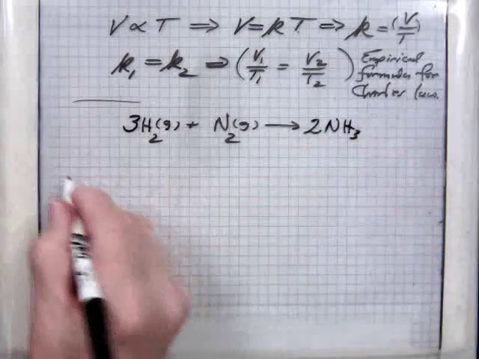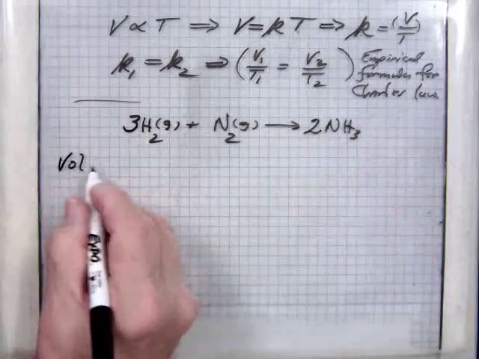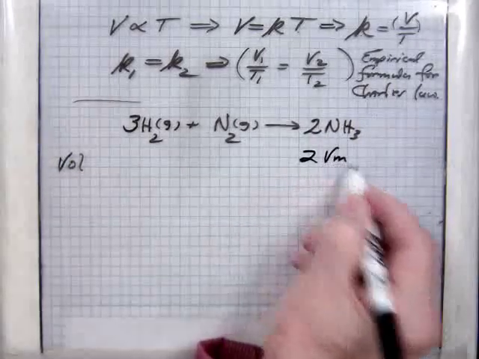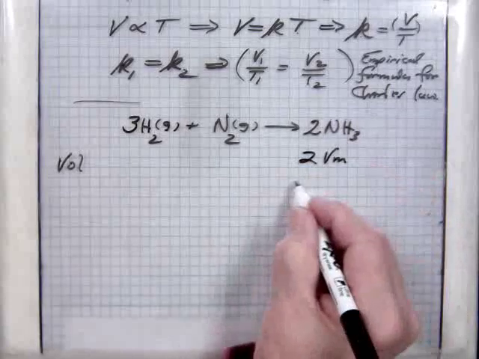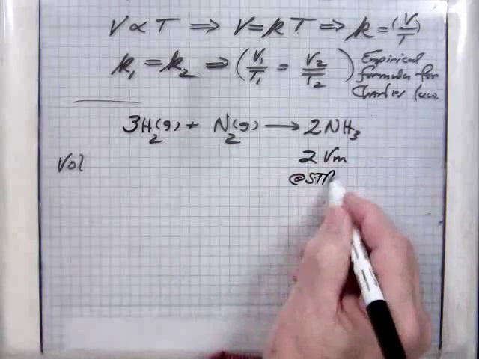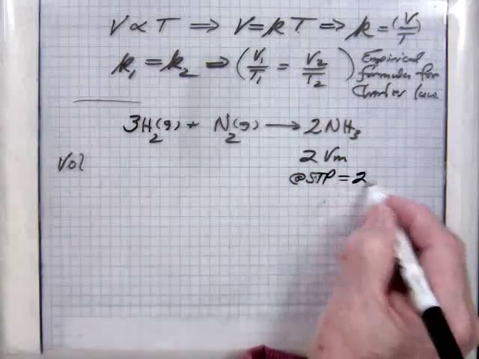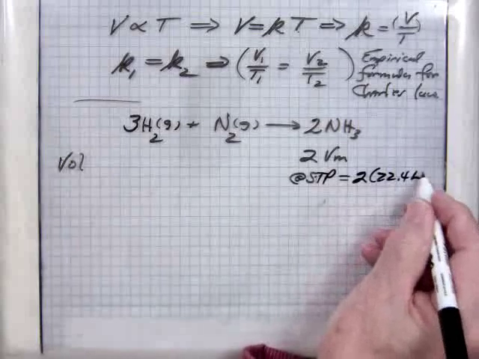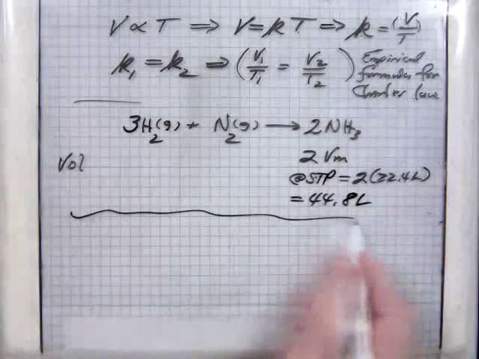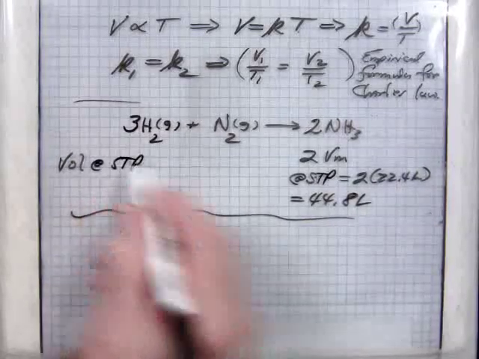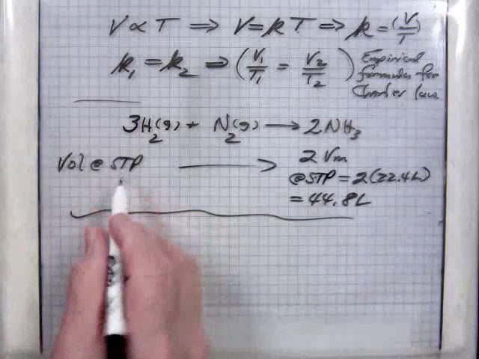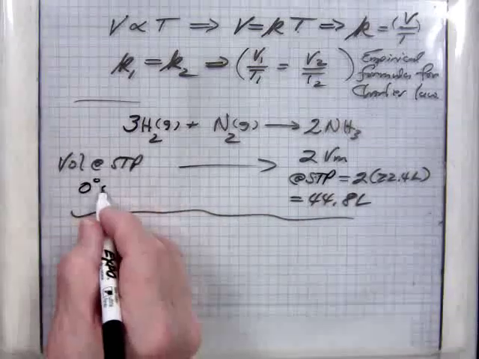Okay, so we already know what our volumes are. Volumes are 2 molar volumes. And at STP, this would equal 2 times 22.4 liters, which is equal to 44.8 liters. So volume at STP is that. Okay, and at STP, we're talking about 0 degrees Celsius.